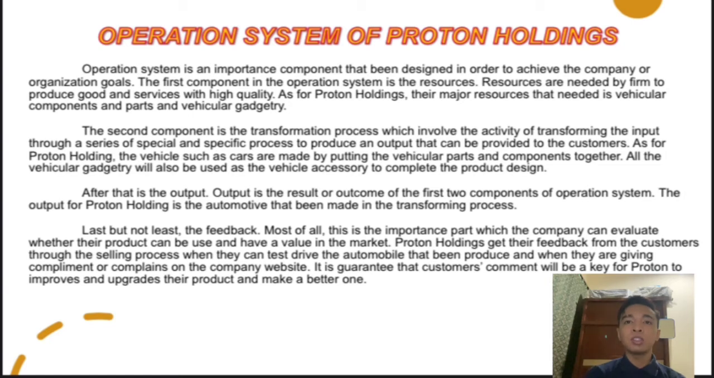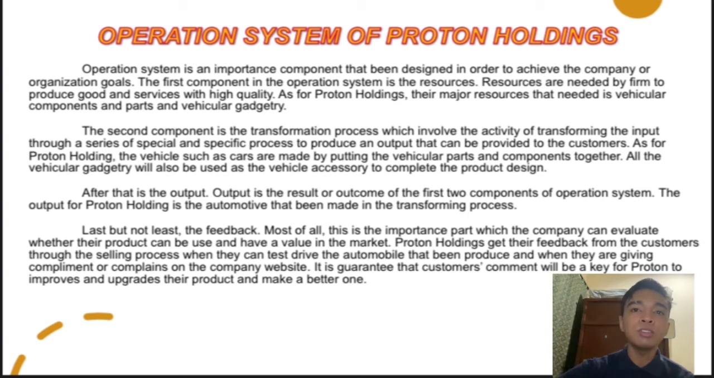Next, the second component is the transformation process, which involves the activity of transforming the input through a series of special and specific processes to produce an output that can be provided to the customer. As for Proton Holdings, vehicles such as cars are made by putting the vehicular parts and components together. All the vehicular gadgetry will also be used as vehicle accessories to complete the product design. After that is the output. Output is the result or outcome of the first two components of the operation system. The output for Proton Holdings is the automobile that is made in the transforming process.